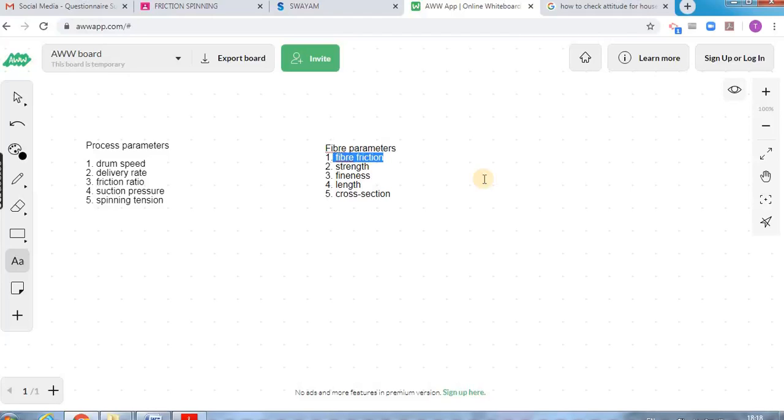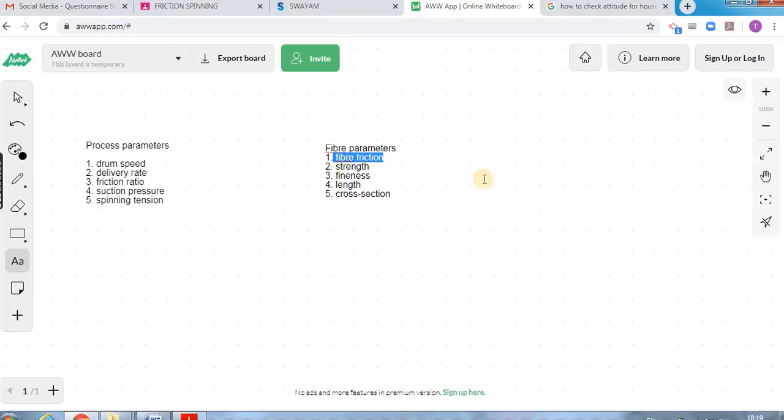Suppose I am processing fibers with a very smooth surface, the friction spinning yarn quality will be very inferior. When you are processing smooth fibers, the interfiber friction will be less, which leads to poor yarn characteristics. The fibers which are rougher, which have a very high mu value or coefficient of friction, will process efficiently in the friction spinning machine.